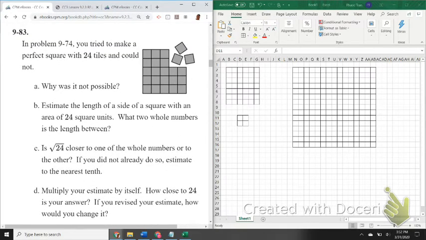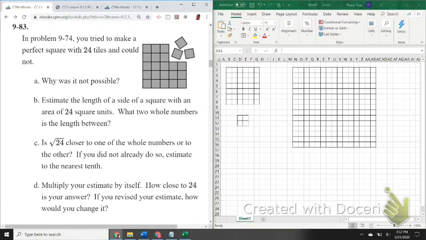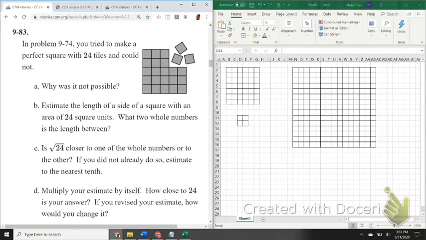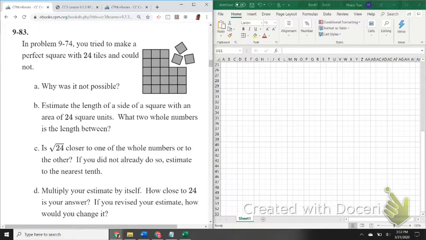It says in problem 9-74, you try to make a perfect square with 24 tiles, and you could not. Why wasn't this possible? In essence, we talked about why that wasn't possible already. Okay, so what I'll do over here is I'll try to create for you 24 tiles, and we'll try to make a perfect square. So here is 24 tiles.